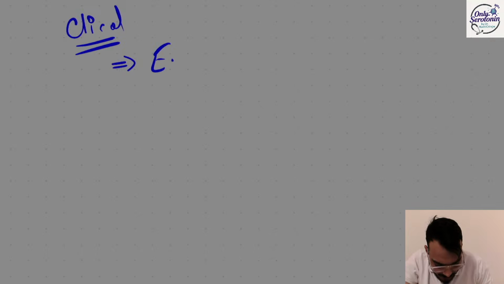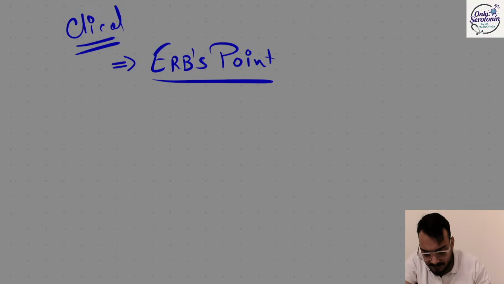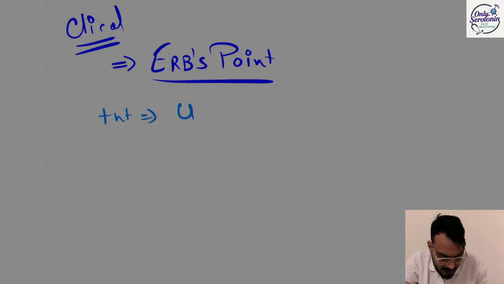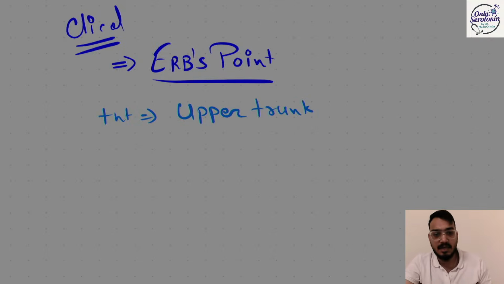Now let's look at the clinical aspect of this, guys. So why should we know the brachial plexus? Because in the brachial plexus we are having one thing known as Erb's point. What is Erb's point, guys? Erb's point is present in the upper trunk. Upper trunk is what, guys? That is your Erb's point.